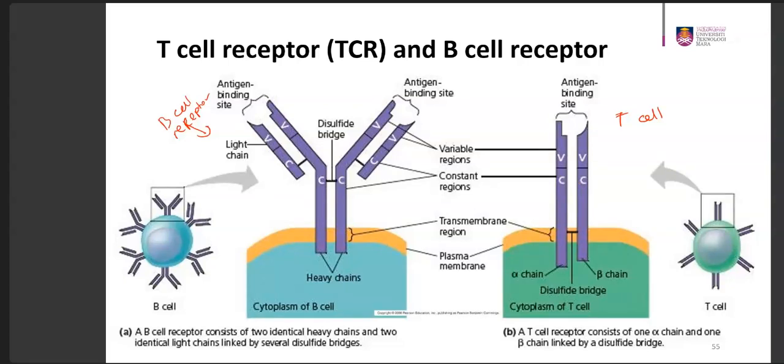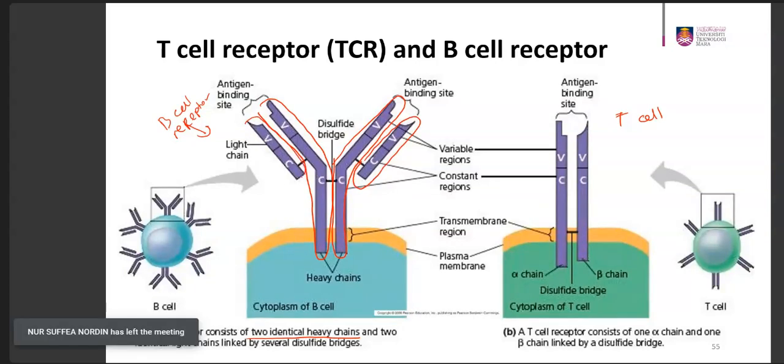So for the B cell receptor, if you can see here, it says the B cell receptor has two identical heavy chains. This is the heavy chain, one, and the other one. Two identical heavy chains and two identical light chains, the light chain being the shorter one, linked by several disulfide bridges. So the attachment is done by the disulfide bridges. We learned about disulfide bridges in semester 1.